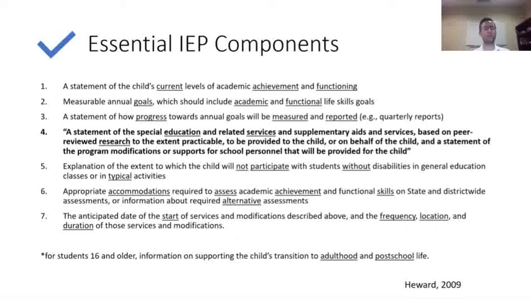Alright, now, for students who are 16 and older, information on supporting the child's transition to adulthood and post-school life is essential. That's an essential component. There's an 8th essential component, basically, when students are 16 or older. And sometimes this component is incorporated into the IEP at an earlier age. I think as early as 14, if I remember correctly.